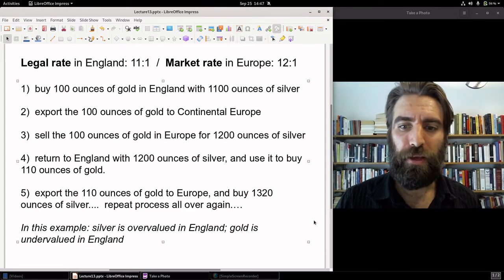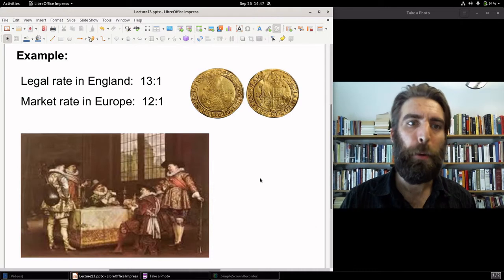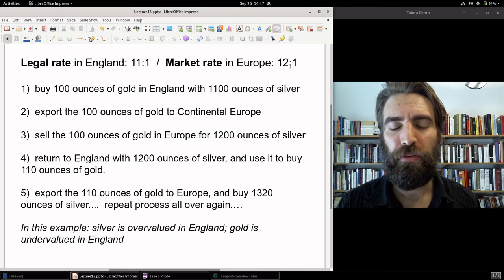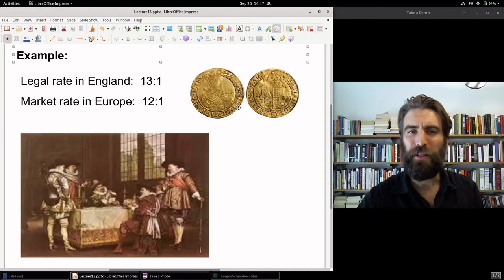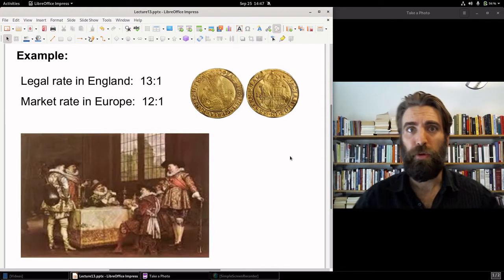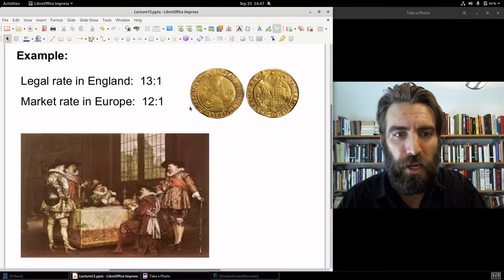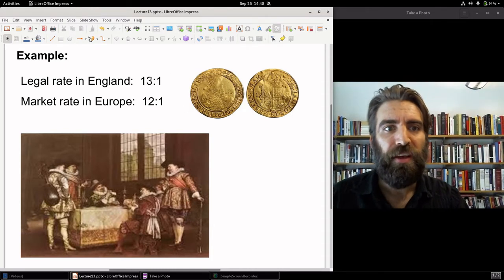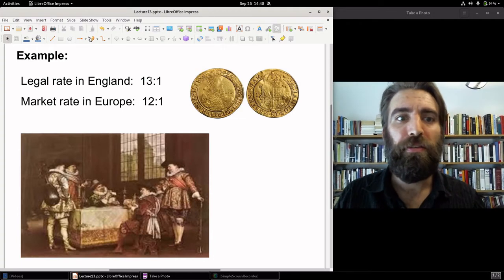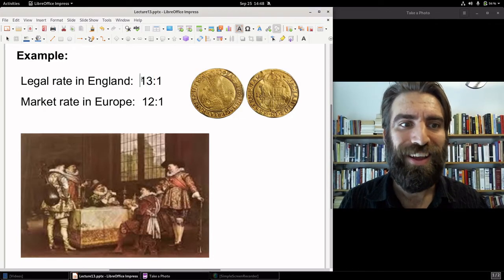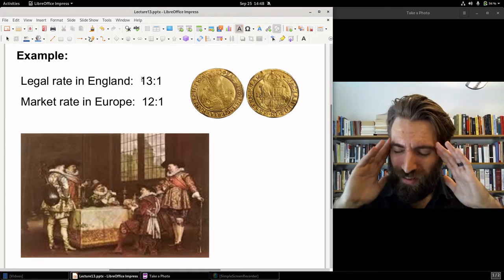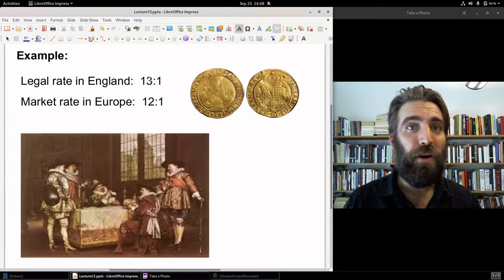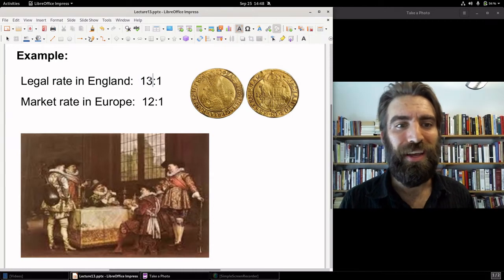Let's do the flip example. Let's say the market rate in Europe will still say it's 12-to-1, and then we'll say maybe the English Parliament overreacts and says, oh, we need to stop this. Let's change the ratio, but they overreact and change it to 13-to-1. Well, now, what's happened? Silver is undervalued in England. See how bimetallism causes problems? Silver is undervalued in England, and gold is overvalued in England.